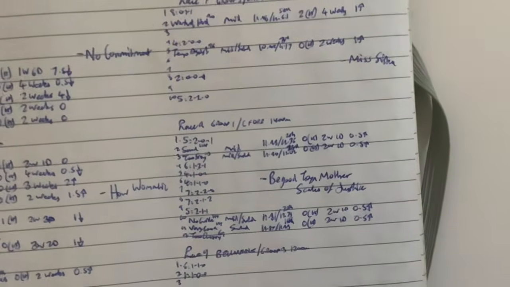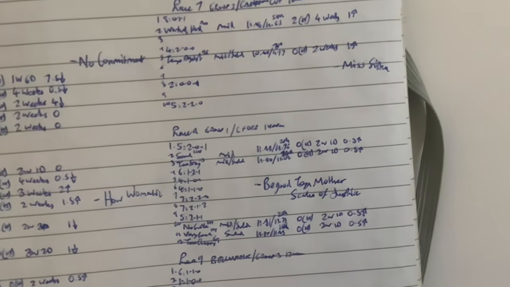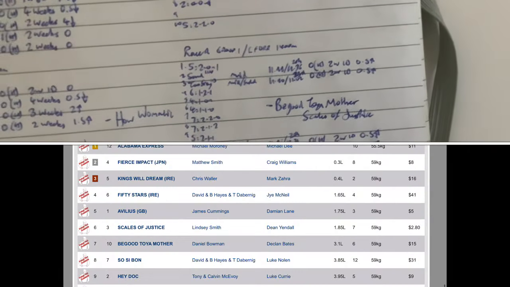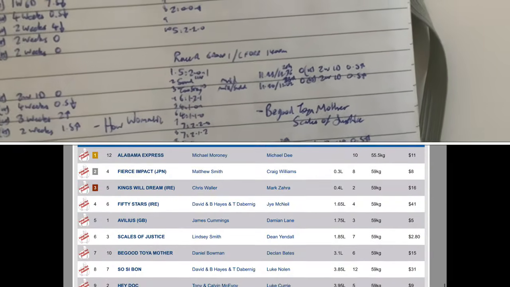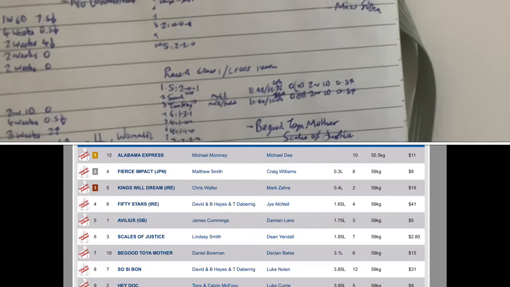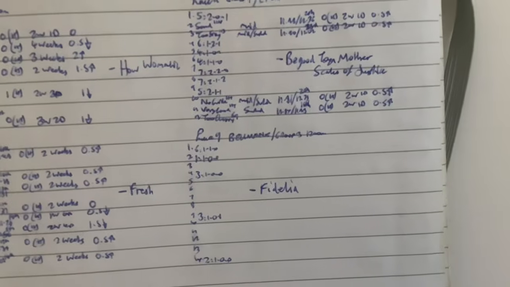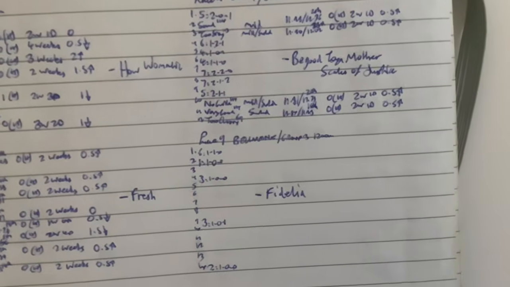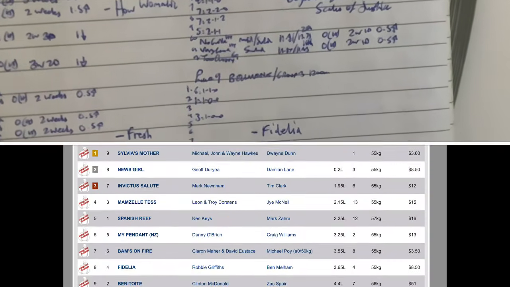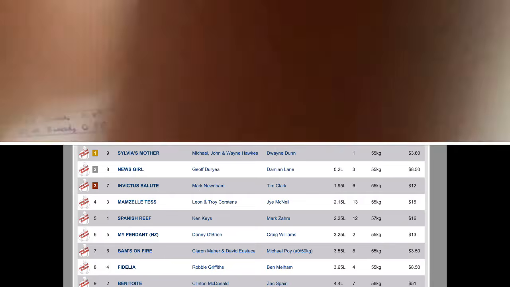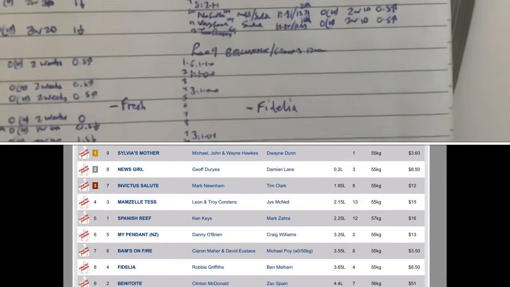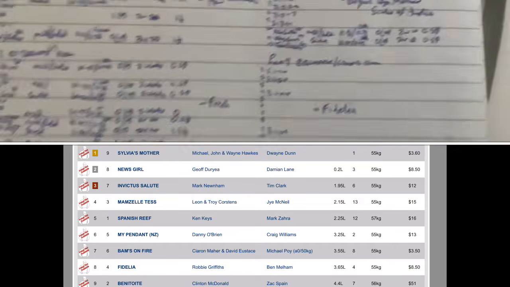In race 8, the Group 1 CF4, I've gone for Be Good to Your Mother and Scales of Justice. And Alabama Express, number 12, got the win here. I remember being surprised by that on that day. And then race 9, I sort of half gave up because it took me so long to do the first 8 races. But horse number 9 won, Sylvia's Mother, and my tip for Delia ran 8th. So that was CF4 day.